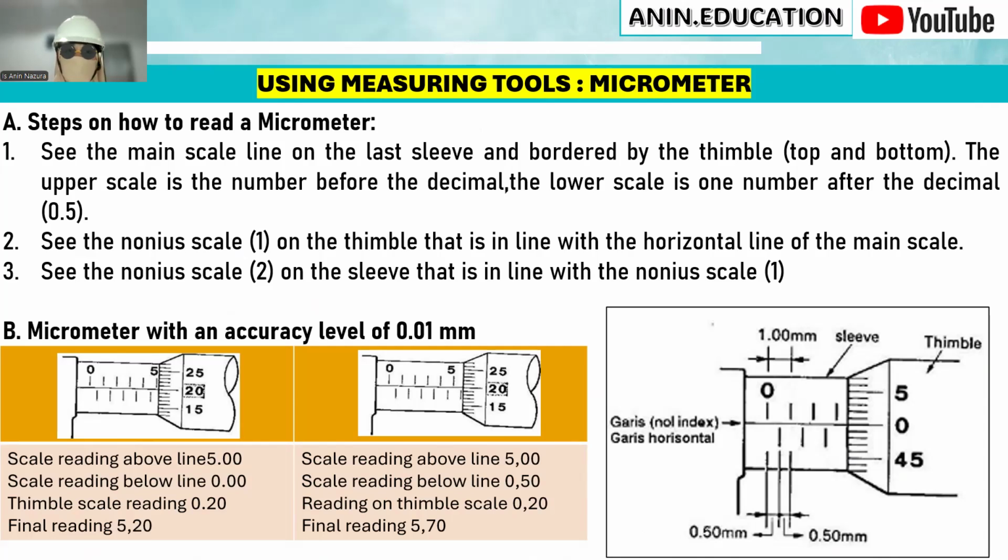Micrometer with accuracy level of 0.01 millimeters: scale reading above the line 5.00, scale reading below the line 0.00, similar scale reading 0.220, and final reading 5.20. And scale reading above the line same as the final reading, but scale reading below the line 0.50, and reading on the thimble scale 0.20, and final reading 5.70.